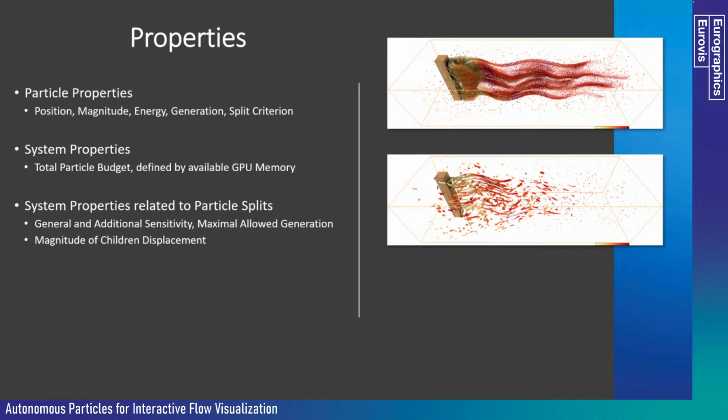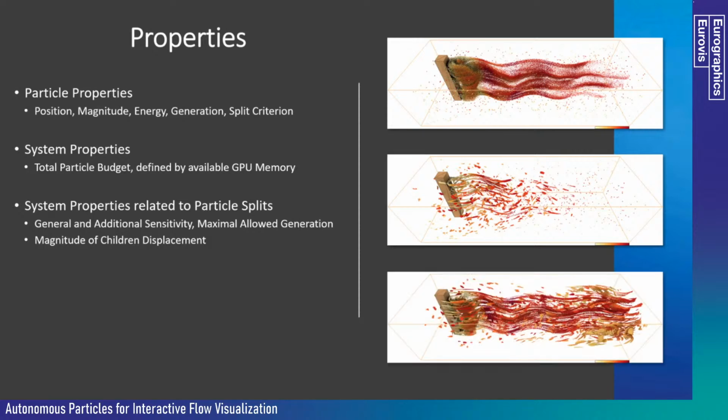In the top picture, for example, the system is configured such that the particles are dying before reaching the domain boundary. In the middle row, the magnitude of displacement during splits is decreased, which leads to particles staying closer together and forming line-like structures. Lastly, in the bottom picture, the energy loss was decreased, which leads to an increase in particle lifetime.